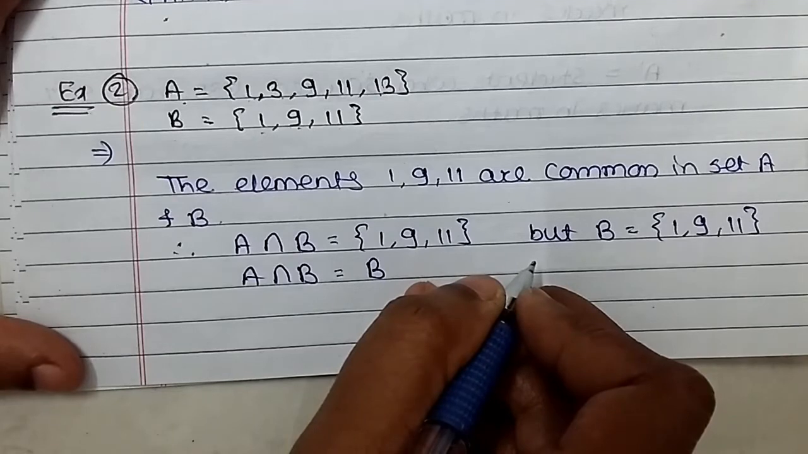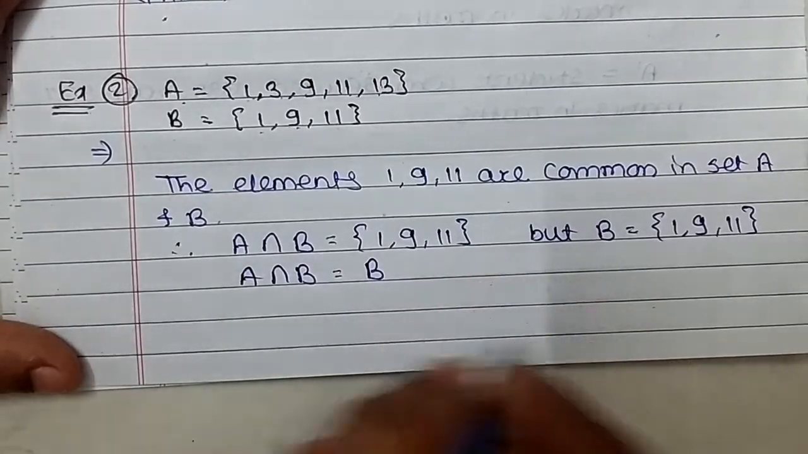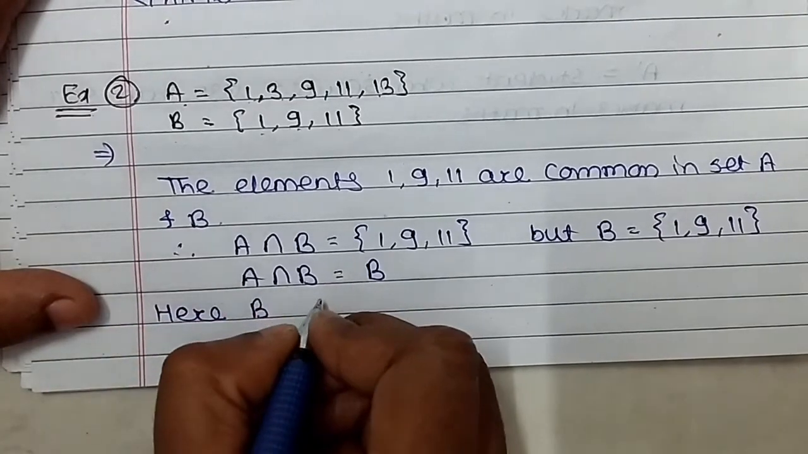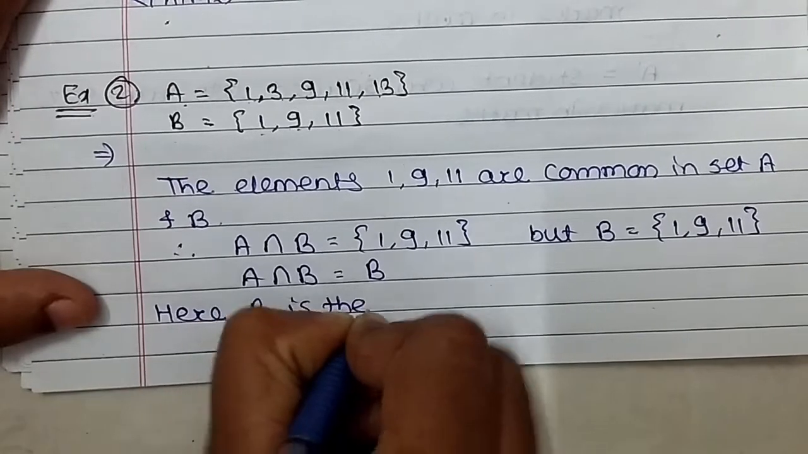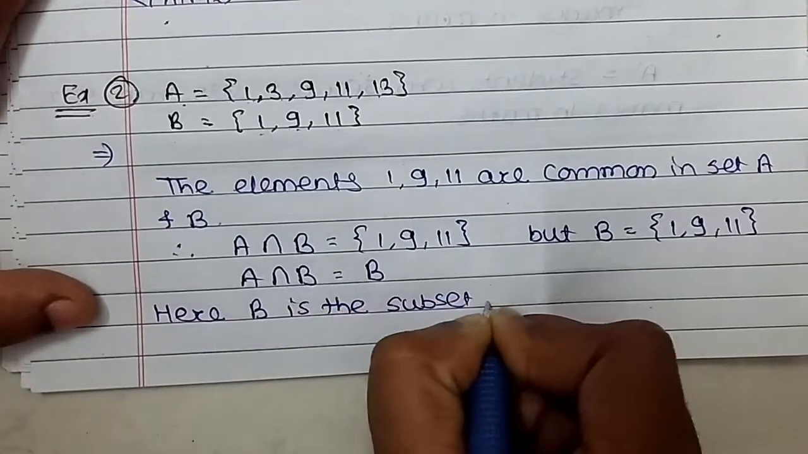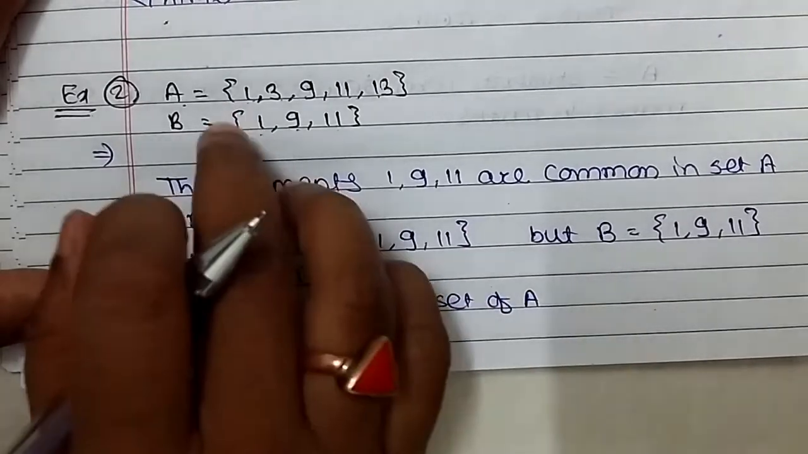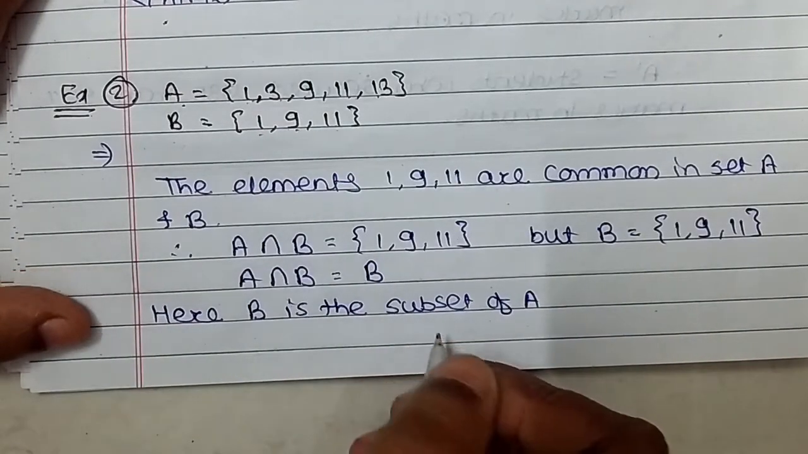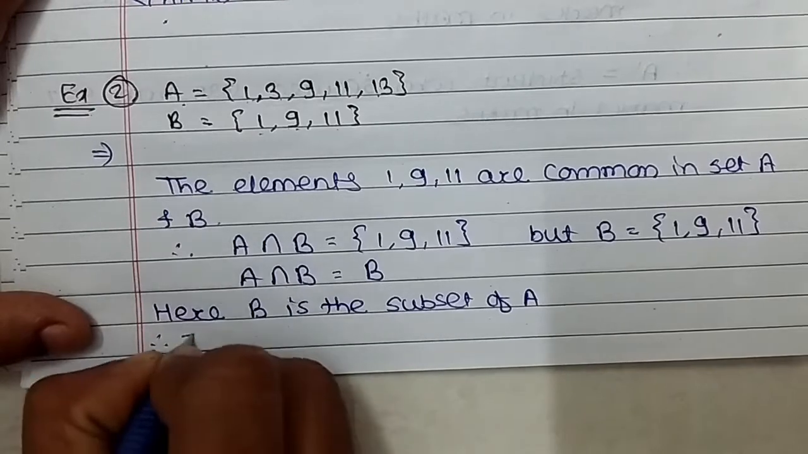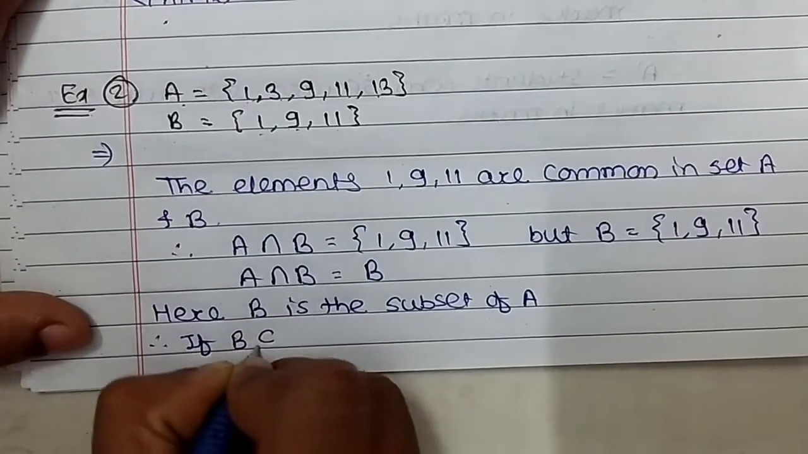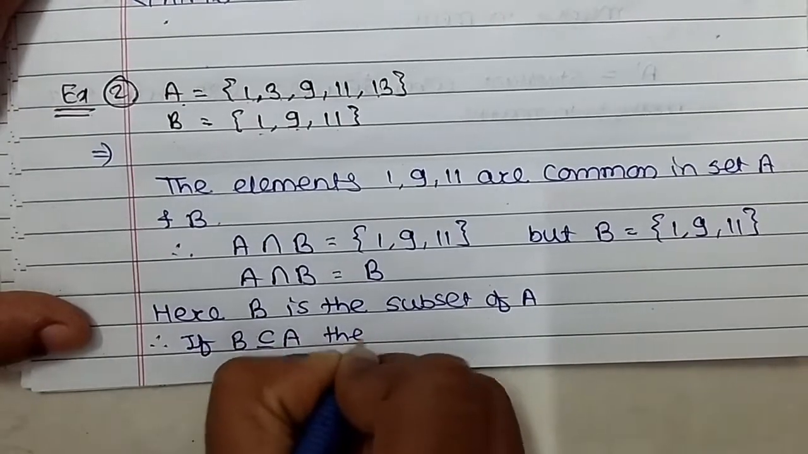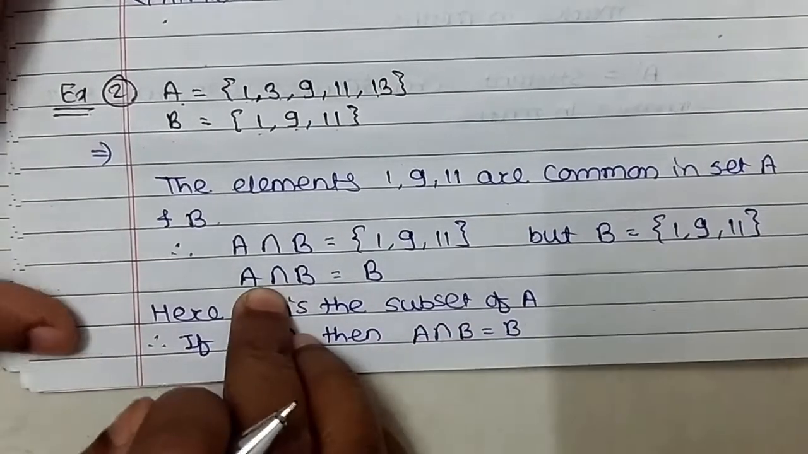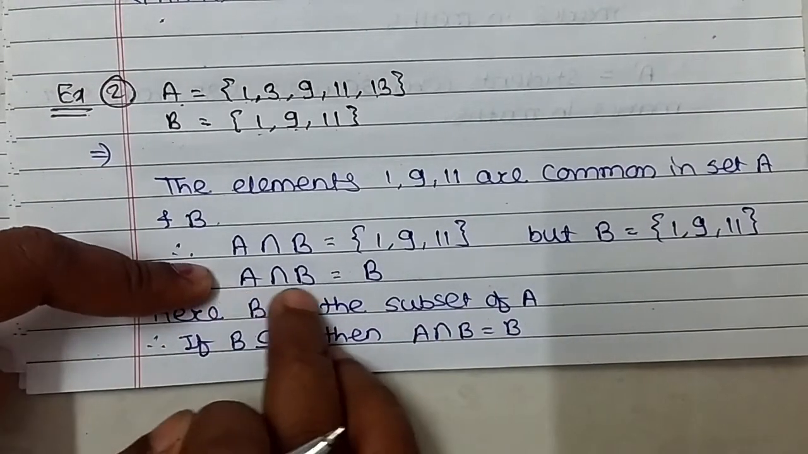Here set B is the subset of A. Why? Because all elements of B are present in set A. So therefore B is the subset of A. Okay, that means how to write this one? Therefore if B is the subset of A, then we say that A intersection B is equal to B. Correct? As we showed earlier, A intersection B is equal to B.